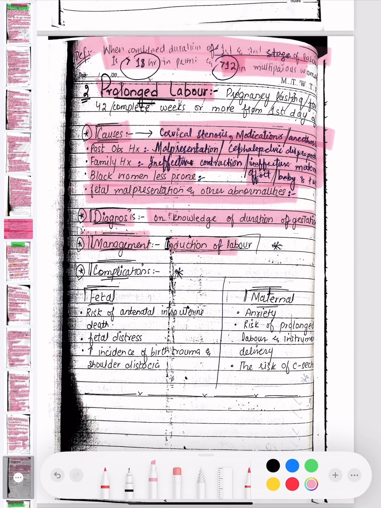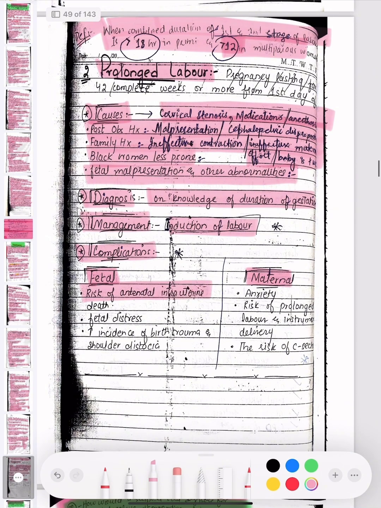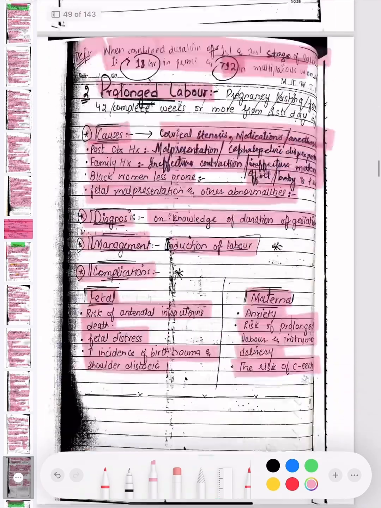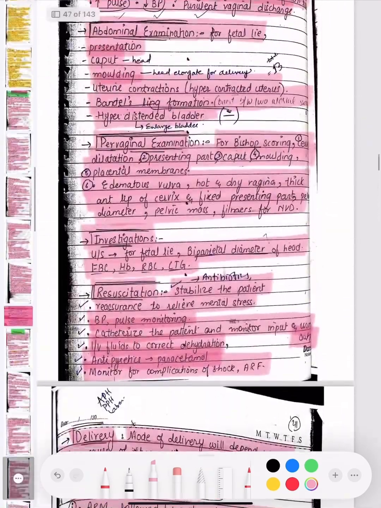Then management is induction of labor, and the complications are fetal complications and maternal complications, which are the risk of antenatal intrauterine death, fetal distress, increased incidence of birth trauma, and shoulder dystocia. The maternal complications are anxiety, risk of prolonged labor and instrumental delivery, and the risk of C-section. So we have discussed the abnormal labor.